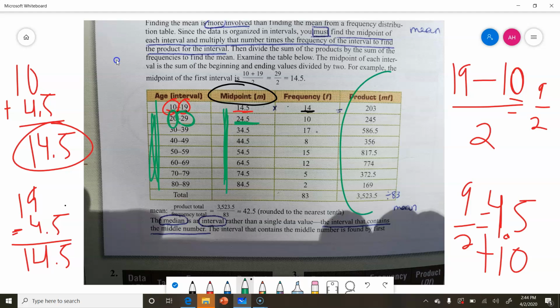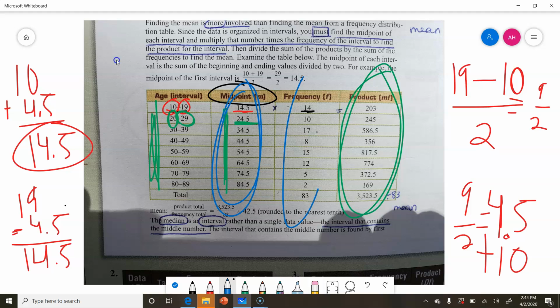Then, in order to get this category, which is what we really want to get, the product, like last night, we multiply the midpoint, here in blue, times the frequency. So we do 14.5 times 14, you get 203. You do this number, 25.5 times 10, you get 245. 34.5 times 17, you get this number, right? You see, it's just multiplying these two, and that equals this number.